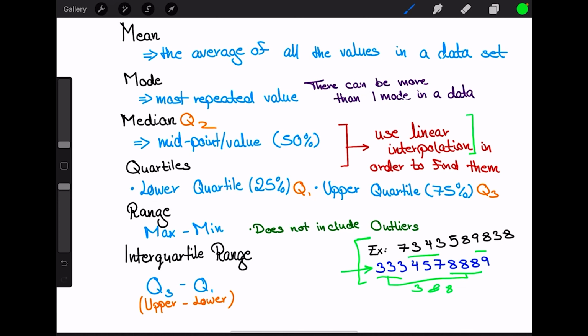Moving on to the range and interquartile range, your range is the maximum minus the minimum value. But remember, this will not include outliers. Outliers are known as values that are extreme in your dataset. They're either too small or too large compared to the other numbers.